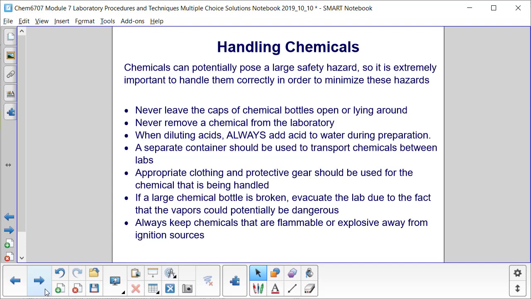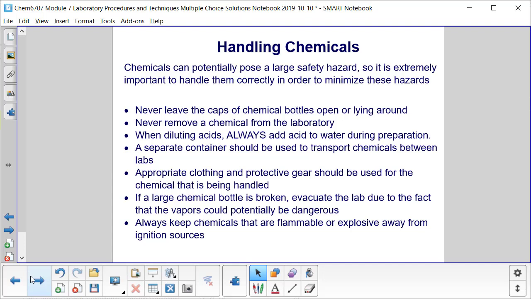First, never leave the caps of chemical bottles open or lying around. Never remove a chemical from the laboratory. When diluting acids, always add acid to water during preparation. Do not add water to the acid.